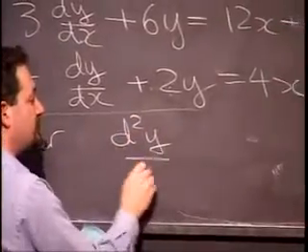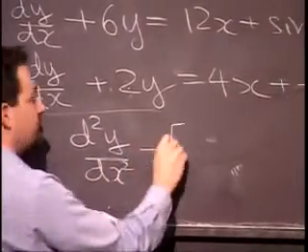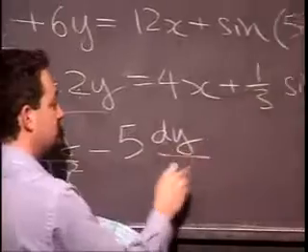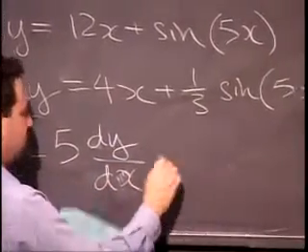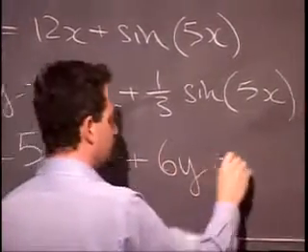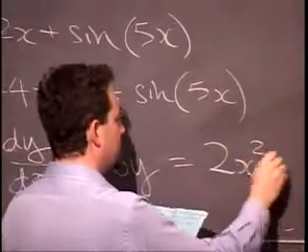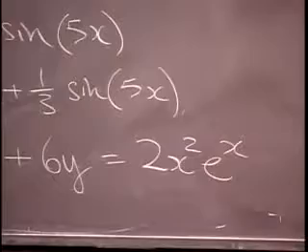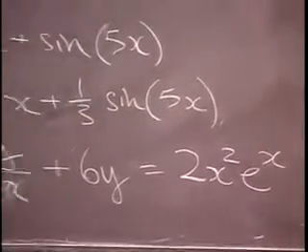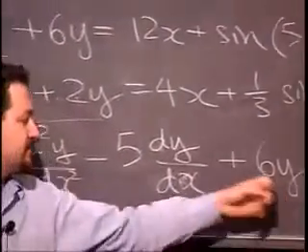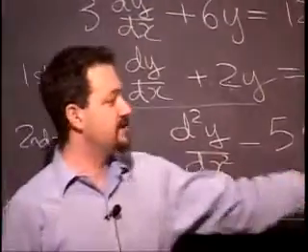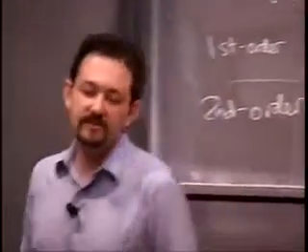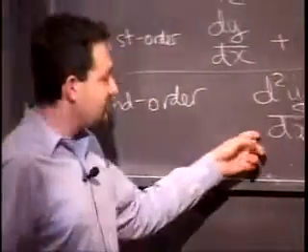d²y/dx² minus 5 dy/dx plus 6y equals 2x² e^x. Okay, so it's constant coefficient. The derivatives are all on this side, including y itself, the zeroth derivative, and they just have constants out the front. And then on the right-hand side, there's nothing to do with y. It's all x.